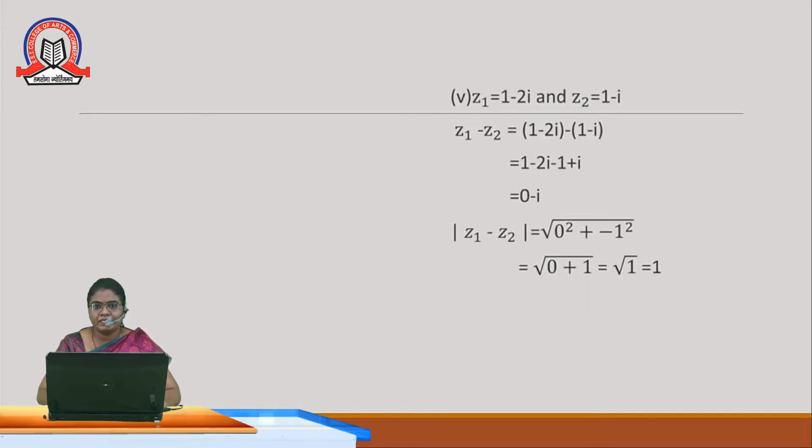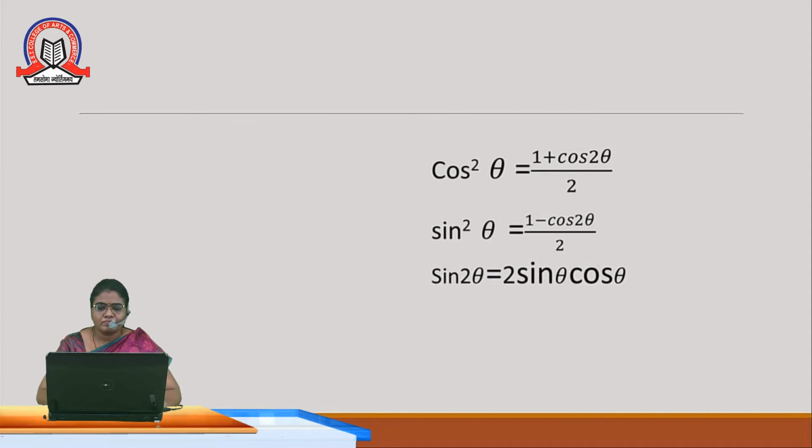Next, subtracting these two complex numbers. z1 is 1 minus 2i, subtracting 1 minus i. So 1 and 1 get cancelled, we will get minus 2i plus i. So the result is minus i. Here the real part is 0. So 0 square plus minus 1 whole square. Minus 1 whole square is 1. Therefore, we will get the answer 1.